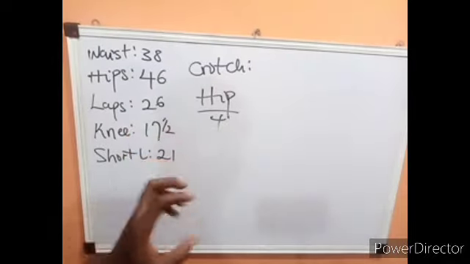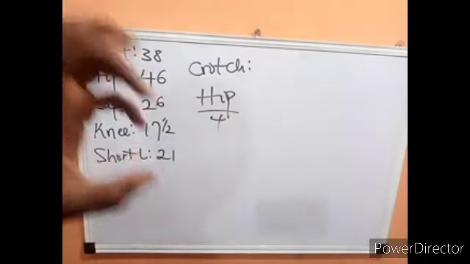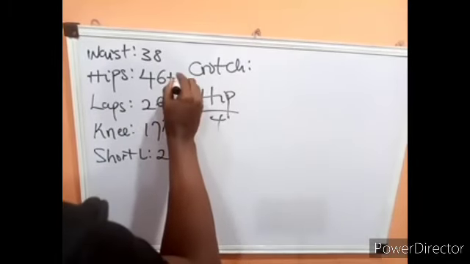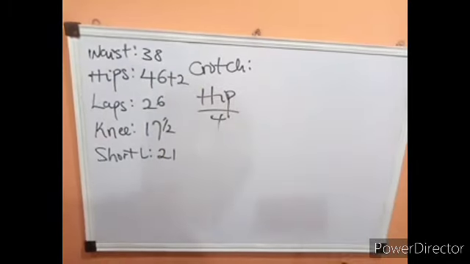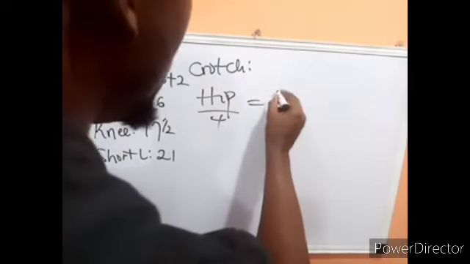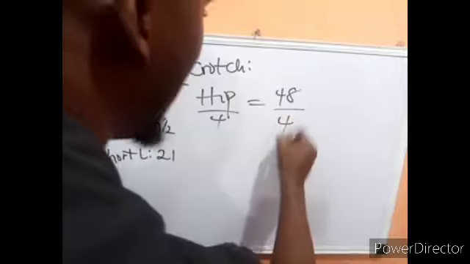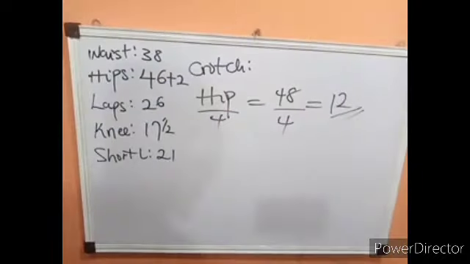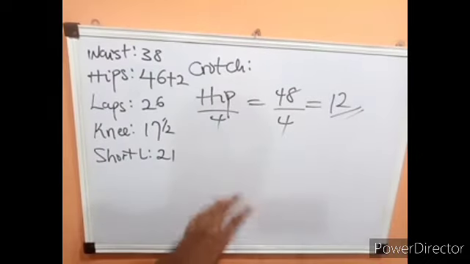So what then do you do? How then do you manipulate the crotch? You manipulate the crotch by adding 2 inches on the hips. So the normal hips is 46. For this short, I'm going to make use of 48 hips to cut my short. So I'm having a 12-inch crotch as against 11.5 it should have been. So that's the manipulation you're going to do for the hip and the crotch to tally.